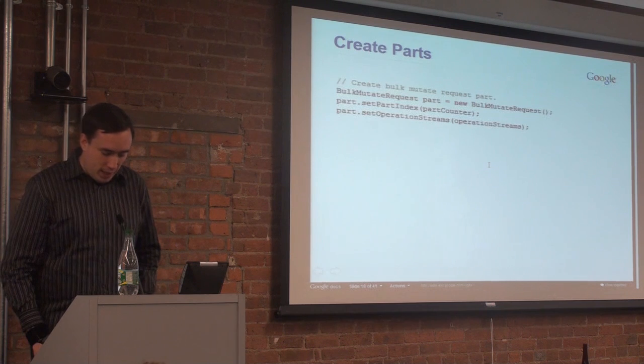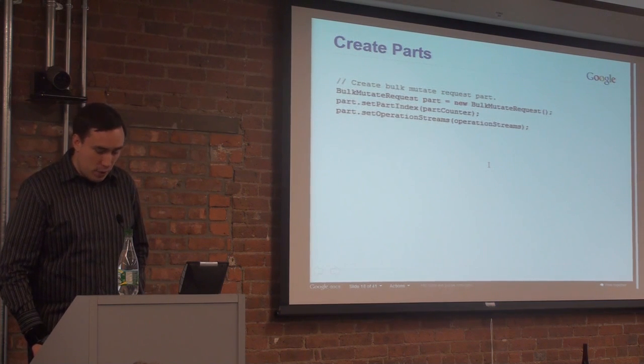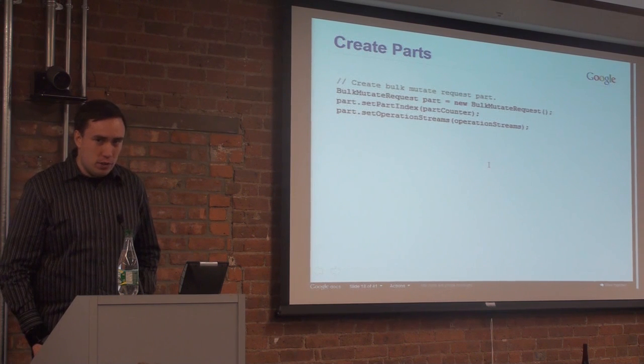So here's an example of creating a bulk mutate request part. Once again, a very simple object that just holds a number of operation streams and the index of the part.